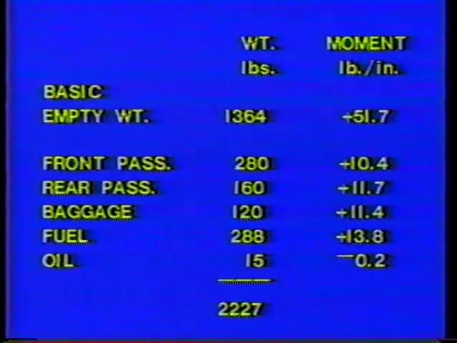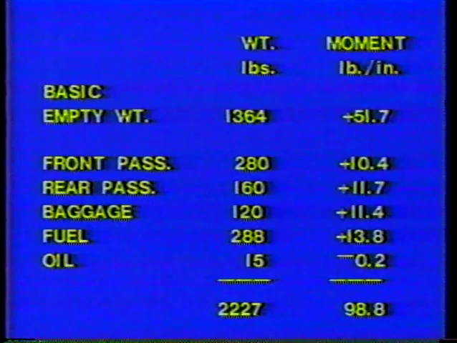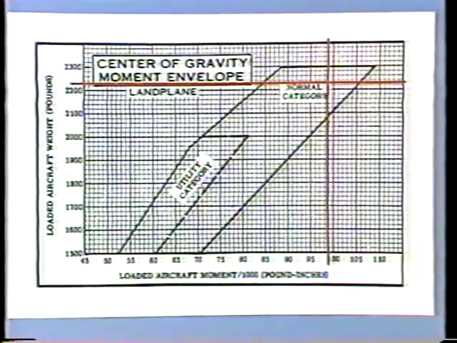Now total the weight. It should add up to 2,227 pounds. The total moment index is 98.8. Remember, the oil's moment is minus 0.2, so you subtract it. Once the worksheet has been completed, we're ready for the final step. For this, we need to refer to the center of gravity moment envelope. Our combination of total weight and moment should fall somewhere inside the design envelope.